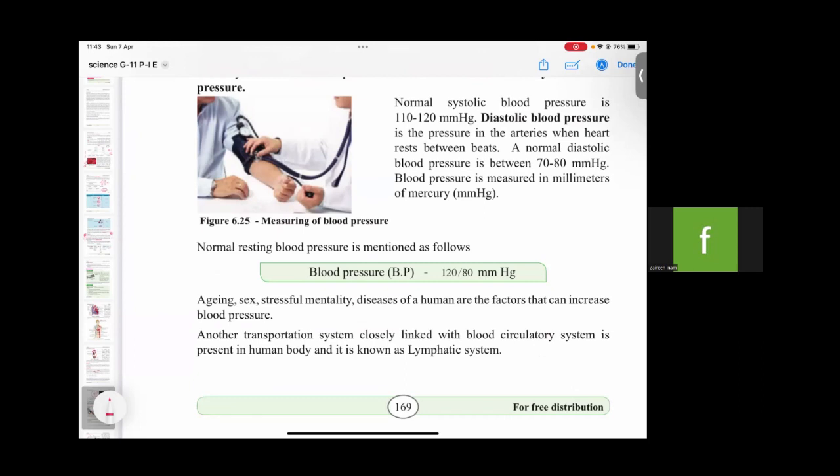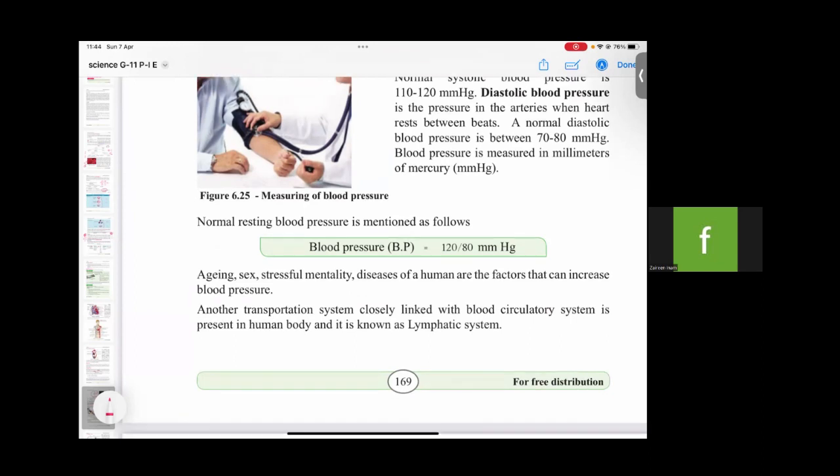You always measure the blood pressure in millimeters of mercury using an instrument called a sphygmomanometer. I hope you all have seen it. We give the blood pressure as 120 by 80 millimeter Hg. Aging, gender, stress, and diseases can all increase the blood pressure.